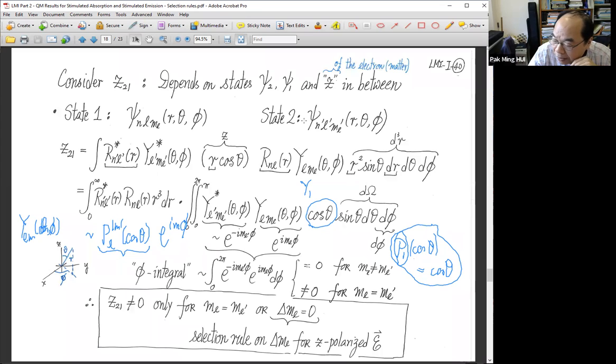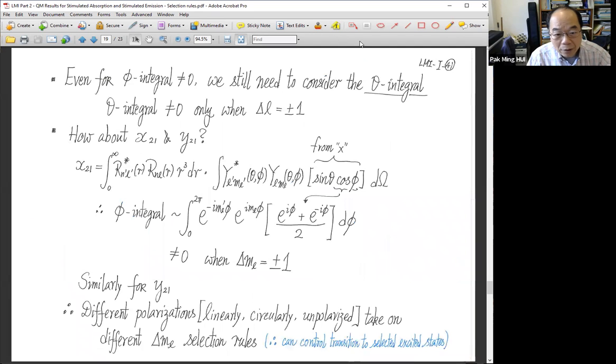So there is some mathematical orthogonality formula for spherical harmonics. When cosine theta provides a 1, then L prime and L can only differ by 1 in order for the theta integral not to be 0. And that is the other selection rule about delta L equals plus minus 1. So that comes from the cosine theta.